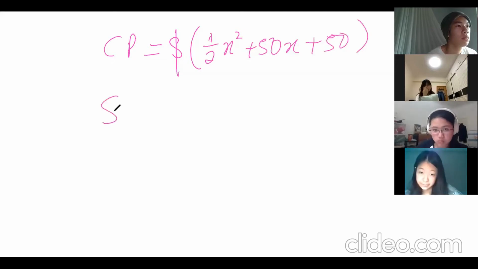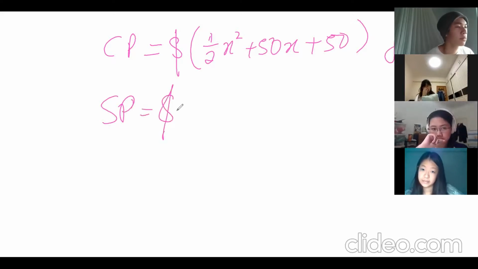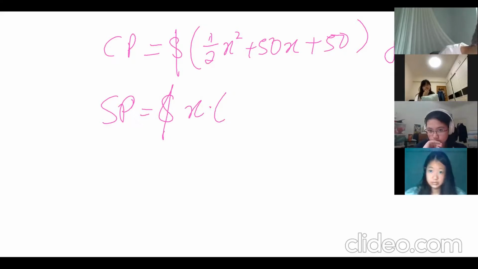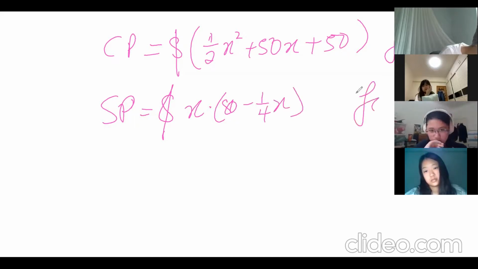Now the selling price, this is for all, right? So selling price for all will be what? X times bracket 80 minus 1 over 4x. Got that right? Yes, 80 minus 1 over 4x. Yes, this is for all.